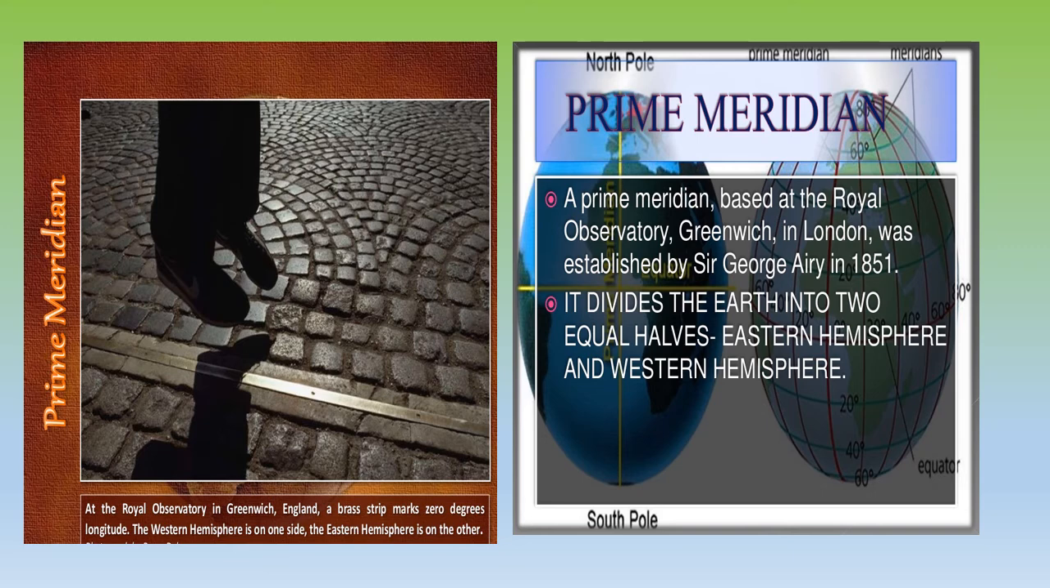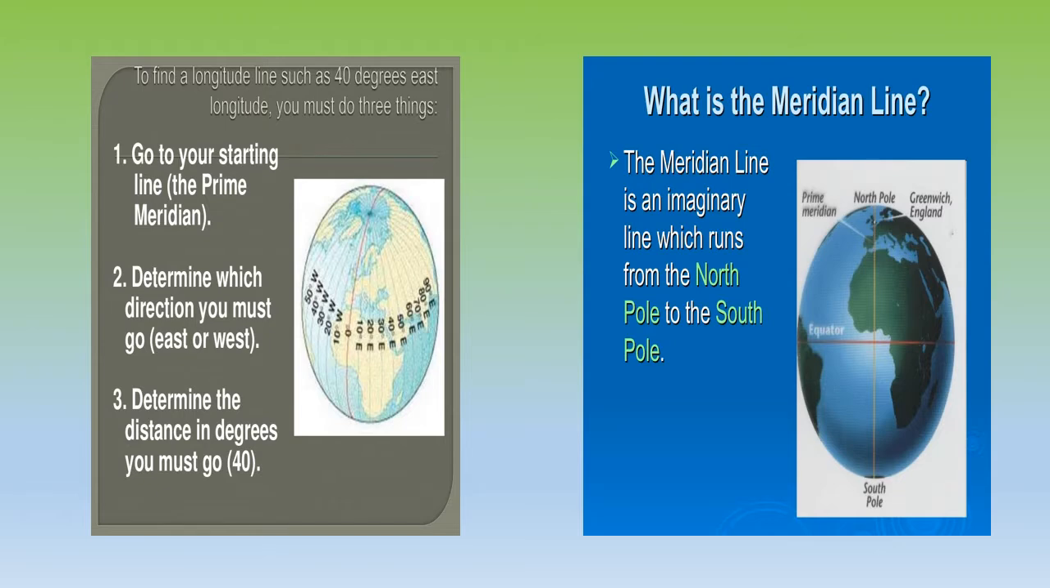Okay. Now, your prime meridian is based at the observatory, a lab in Greenwich, which is in England. It was established by Sir George Airy in 1851. It divides the earth into two equal halves, the eastern hemisphere and the western hemisphere. Your equator divides the earth into two halves, the northern hemisphere and the southern.